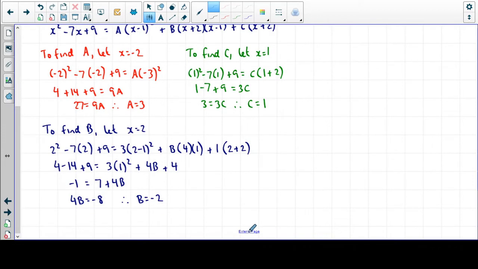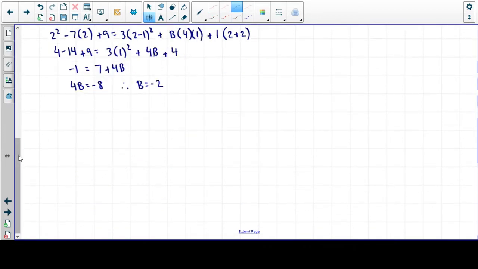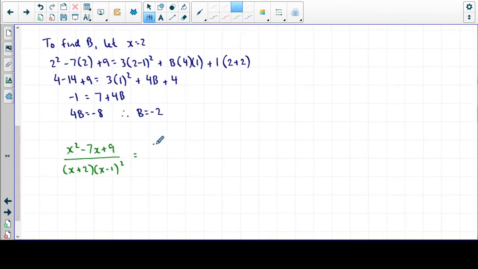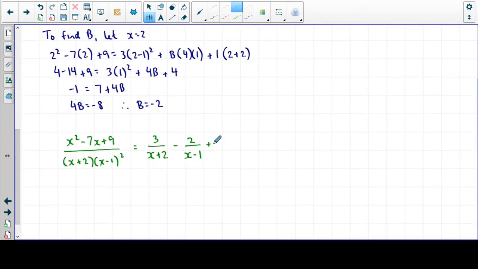So now I've got everything I need to finish the question off. So to finish the question off, I've got x squared minus 7x plus 9 all over x plus 2, x minus 1 squared is equal to a, which we found out to be 3, so it's going to be 3 over x plus 2. B was equal to negative 2, so that's going to be minus 2 over x minus 1. And c we found was going to be equal to 1, so that's plus 1 over x minus 1 squared. And there is my final answer.